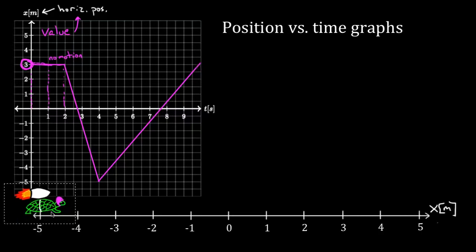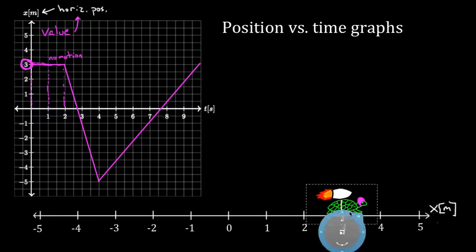So this turtle rockets forward back to 3 meters. That's what the turtle did. That's what this graph is representing, and that's how you read it. But there's more than that in here. I told you there was a lot of information, and there is.